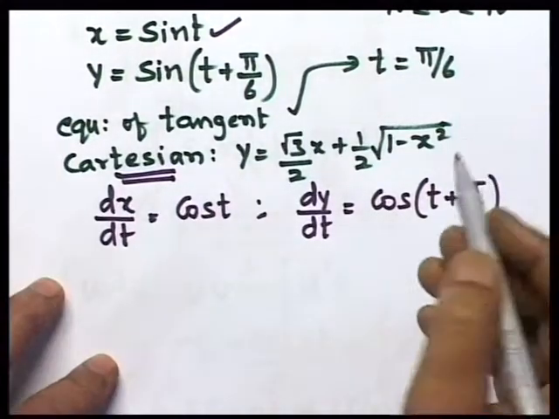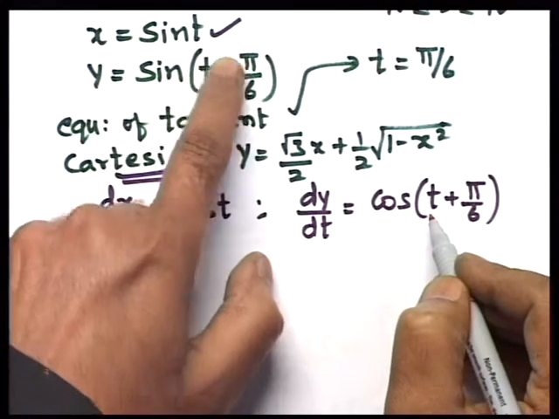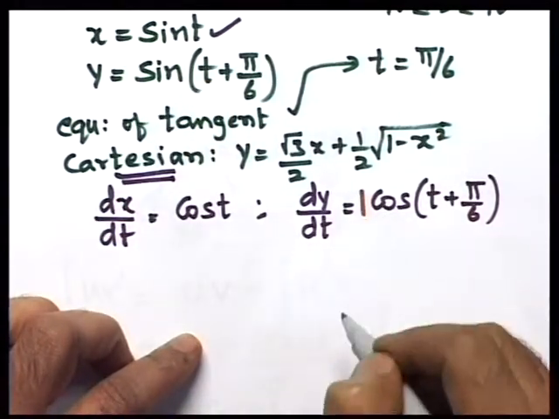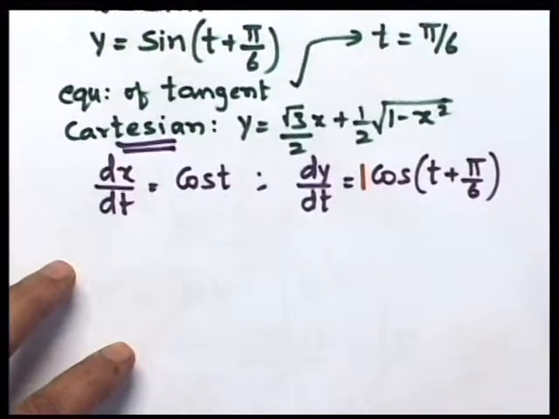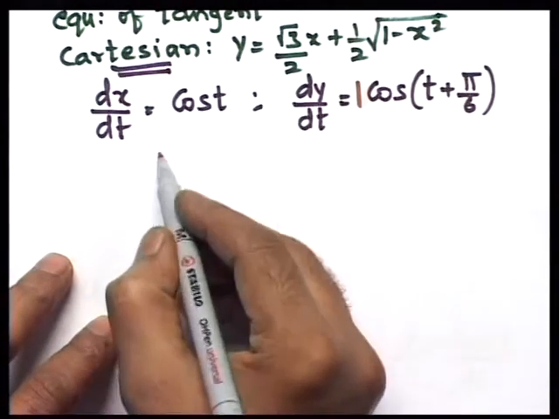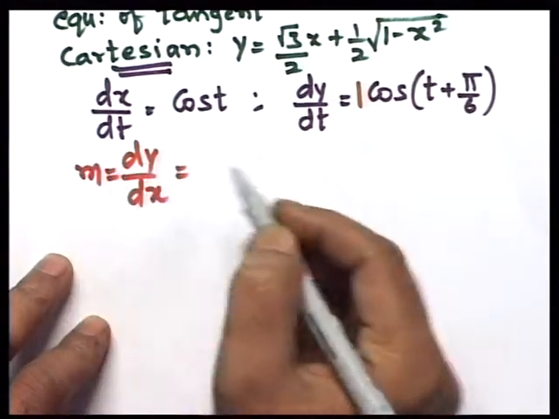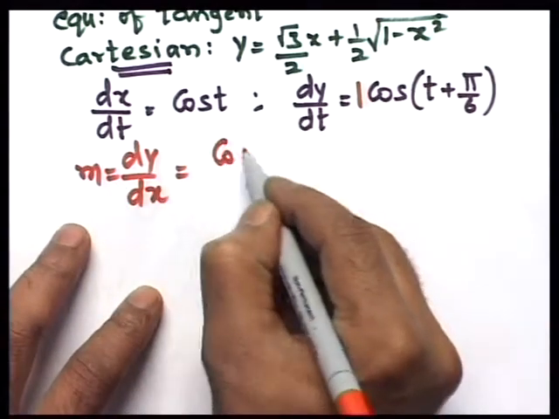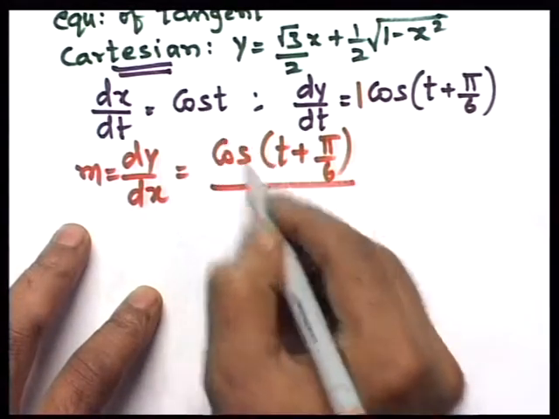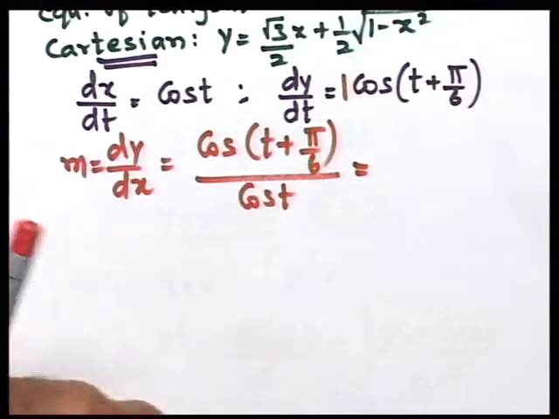Now what we have to do, this is sine theta done. By chain rule, if you differentiate this with respect to theta, you should get 1. So 1 comes in the front, which doesn't make any change. Once we got that, we'll find dy over dx. So that divided by that is going to be dy over dx, the gradient of the curve, which equals cos of t plus pi over 6, divided by cos t. That's what we have. We don't need to expand.